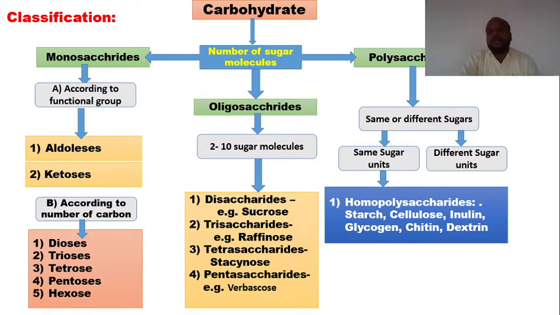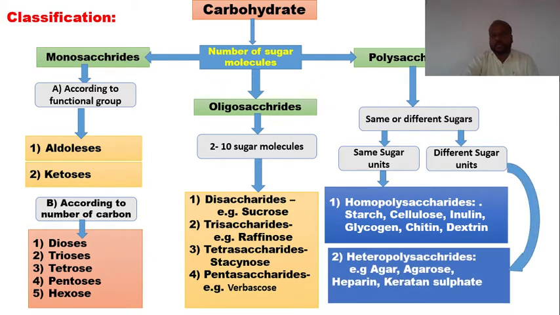Then there are some polysaccharides that have different sugar units. They are called heteropolysaccharides. So a heteropolysaccharide is nothing but one where there are different sugar molecules. For example, agar, agarose, heparin, keratin, keratin sulfate. So these are examples of heteropolysaccharides.